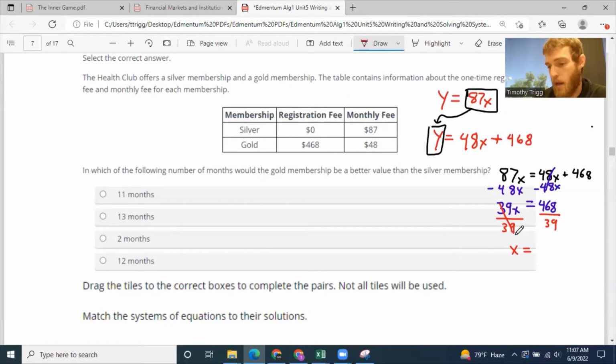Giving us the value of x is, let's see, 468 divided by 39, using my calculator. In which of the following number of months would the gold membership be a better value than the silver membership? Well, this gives us 12, which tells us that they would be the same value after 12 months. So when would the gold membership be better? Well, if you're going to stick around for 13 months or more, then you would save money by choosing the gold membership.